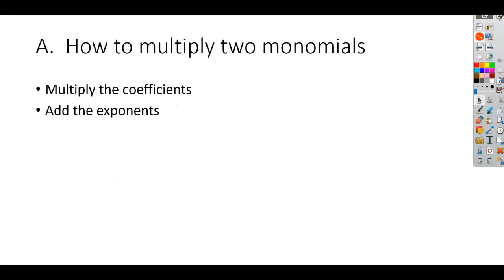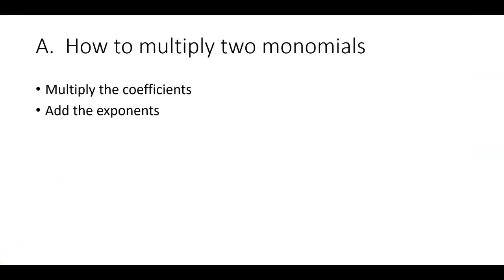So how to multiply two monomials, you'll need to write this down. So go ahead and copy down that slide. I'll give you a second. All right, so we have the coefficients. Can somebody remind me what a coefficient is real quick? Go ahead, Crystal. It's the number that's in front of the variable.